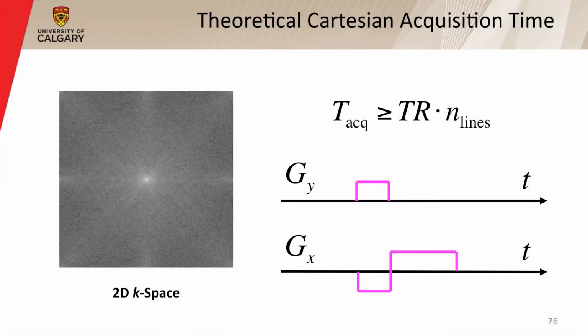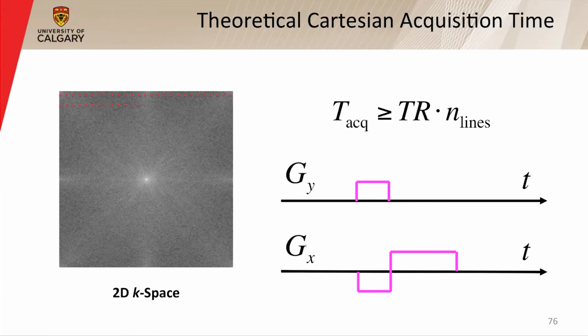So if we think about our gradient echo Cartesian acquisition that we have talked about, basically we know that the minimum time of acquisition for this is going to be whatever our TR is times the number of lines that we're trying to acquire. And so what we're going to talk about now are ways that we can speed things up to get faster data acquisition.